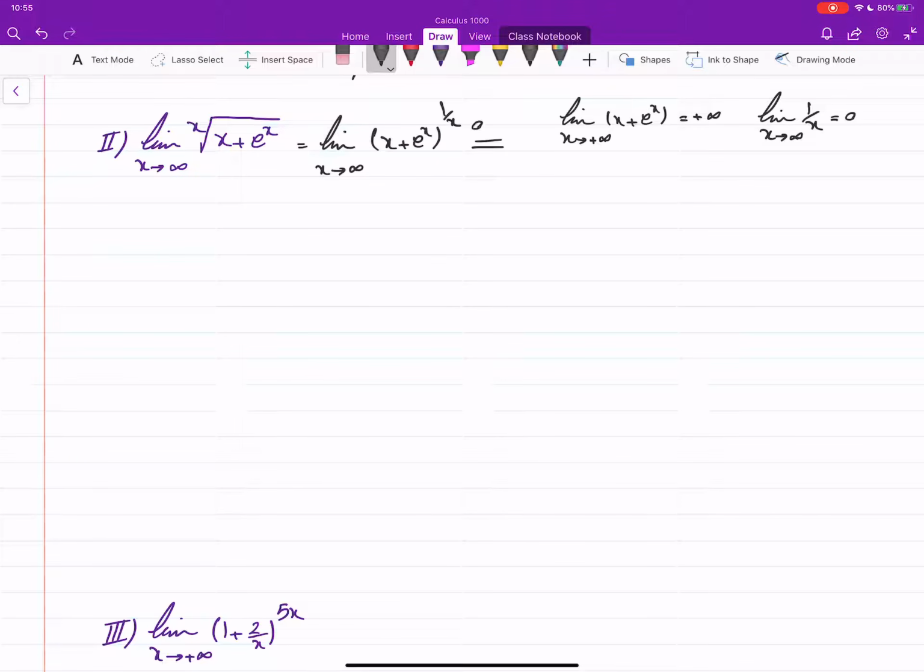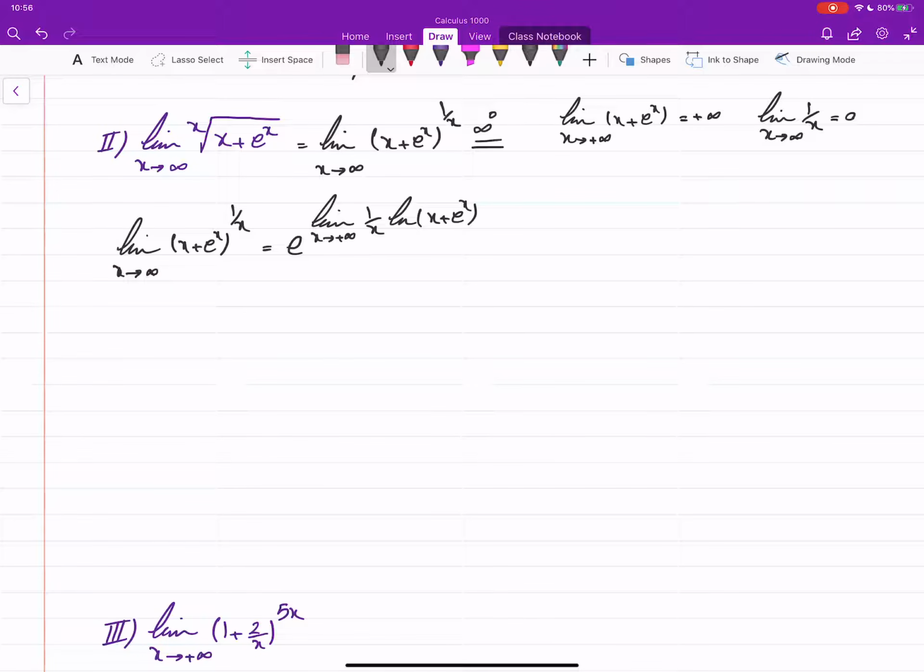Basically what we have is, sorry, infinity to the power 0. Infinity to the power 0 is an indeterminate power, and we have to resolve it. How do we do that? The limit of (x plus e to the power x) to the power 1 over x is the same thing as e to the power of the limit of 1 over x times ln of (x plus e to the power x) as x approaches plus infinity.